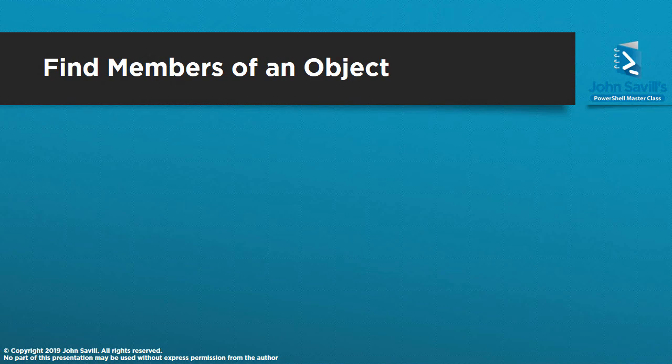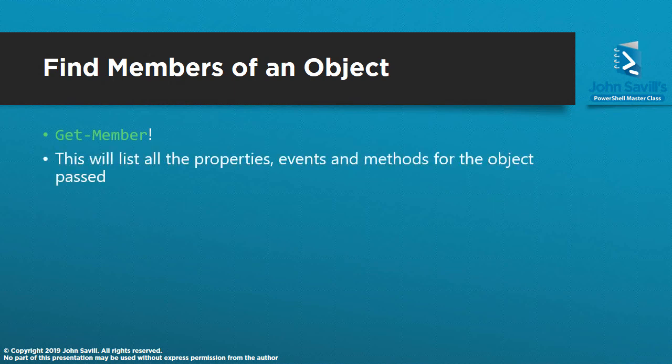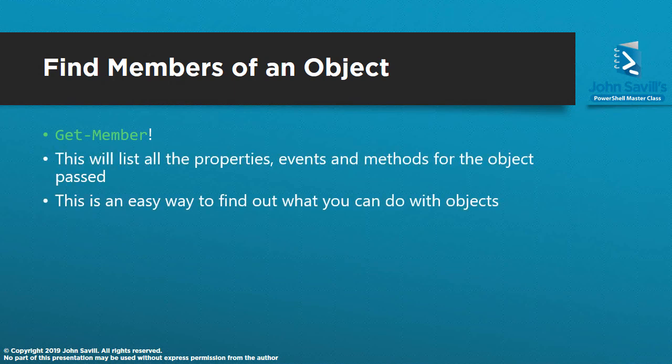I've covered this a few times now. Get-Member is your friend. Get-Member, or just GM, that's kind of an alias. It will show me all the properties and all the methods for that particular object. So it's an easy way to find out exactly what I can do.